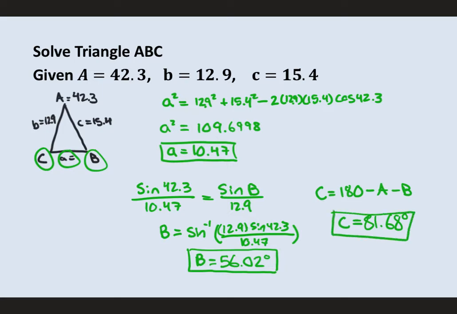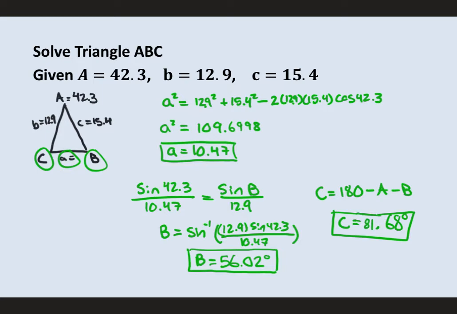We solved our triangle. We had to use the law of cosines up here to find that missing side. Then we had to use the law of sines to get one of the missing angles. And then it was nice, we could just use triangle sum to get that final missing angle. It's a little sloppy there, so I'm going to go ahead and fix that so it looks a little bit nicer. 81.68 is what I was looking for there. And yeah, so we've now solved the triangle.